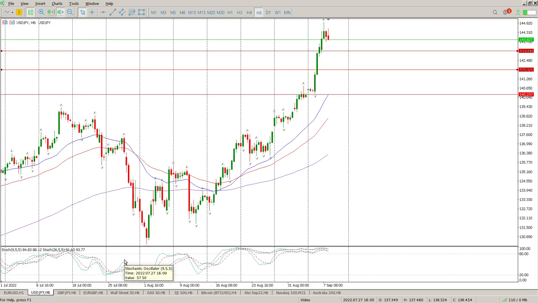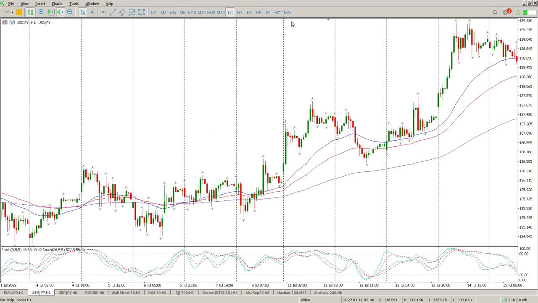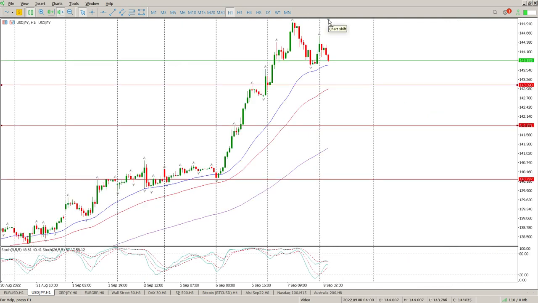Moving on to US dollar Japanese yen. As I mentioned yesterday, definitely don't want to be long up here, and there's no structure for me at the moment. So if we drop down to the hour and we start looking for structure, we don't really see structure. The structure that I do see is going to favor shorts. So you can see head and shoulders here: shoulder, head, shoulder.